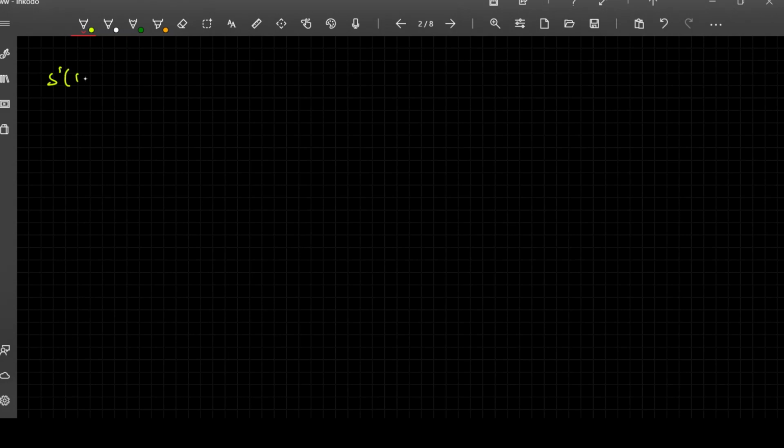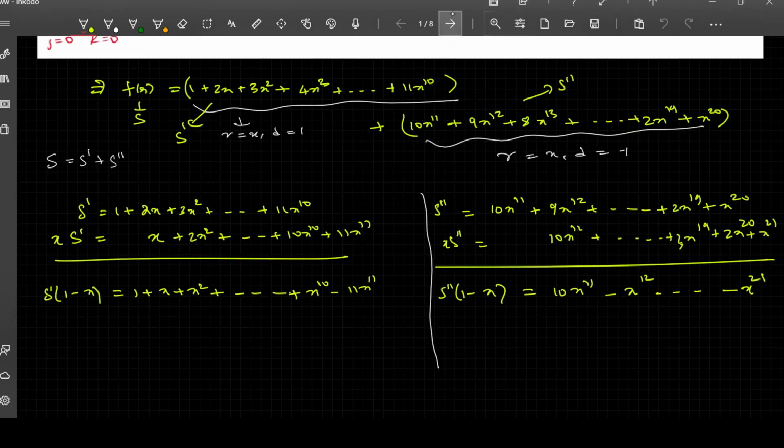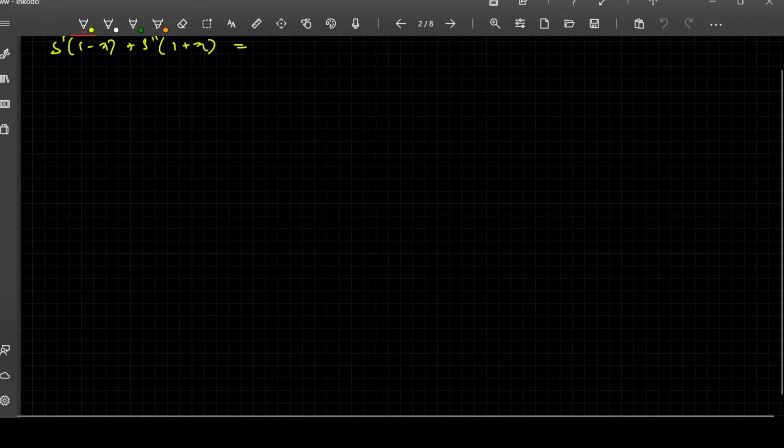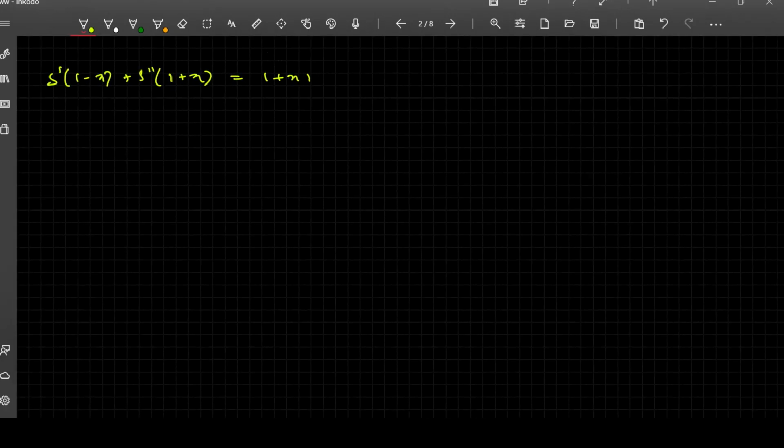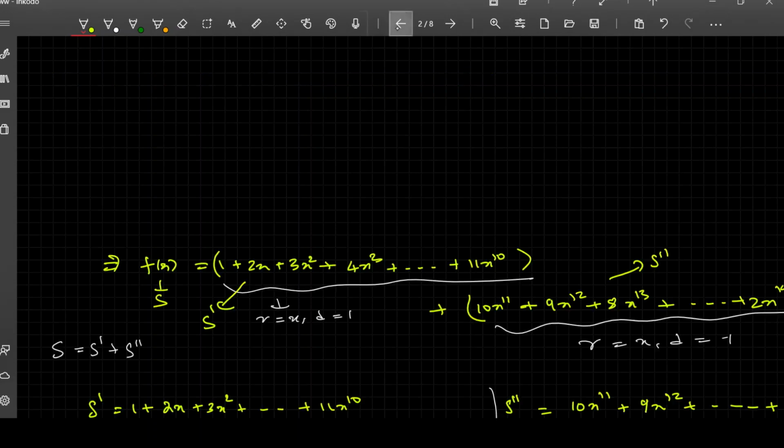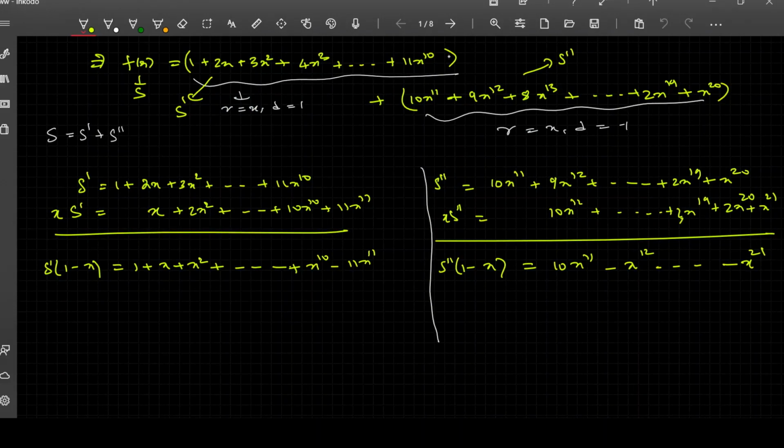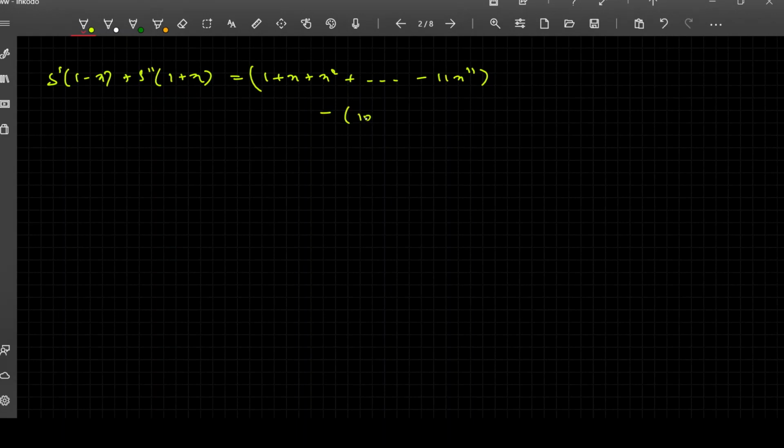We find that s dash of (1 minus x) plus s double dash of (1 plus x) is actually equal to, so we can say here, 1 plus x square and so on, till minus 11x^11. So 1 plus x square plus so on till minus 11x^11. This is one set, and the other set is 10x^11 minus x^12 minus so on till minus x^21. Fine, this is what we are left with.